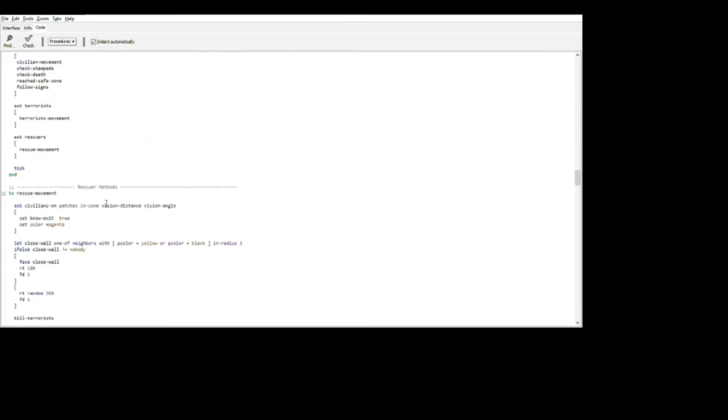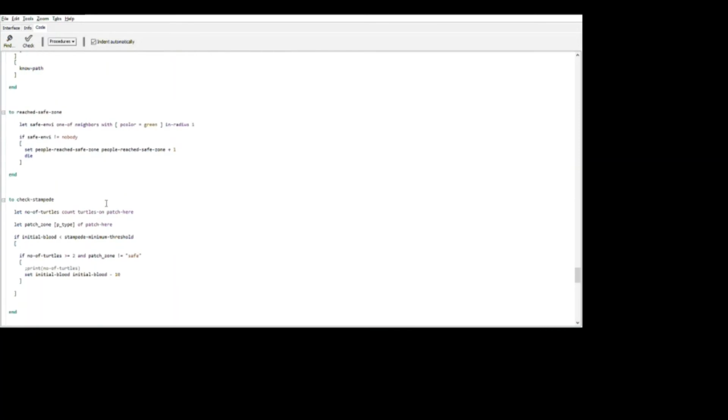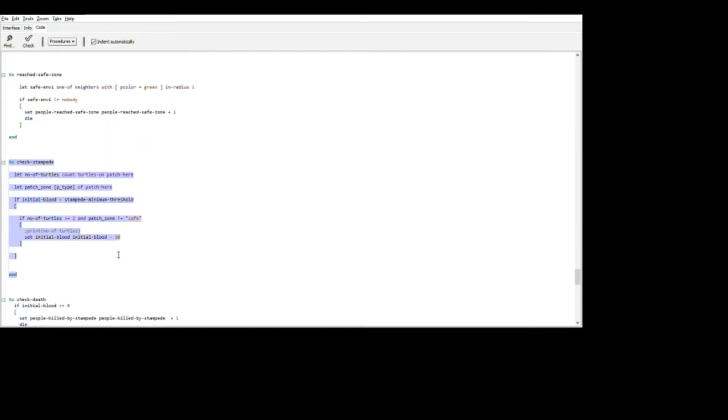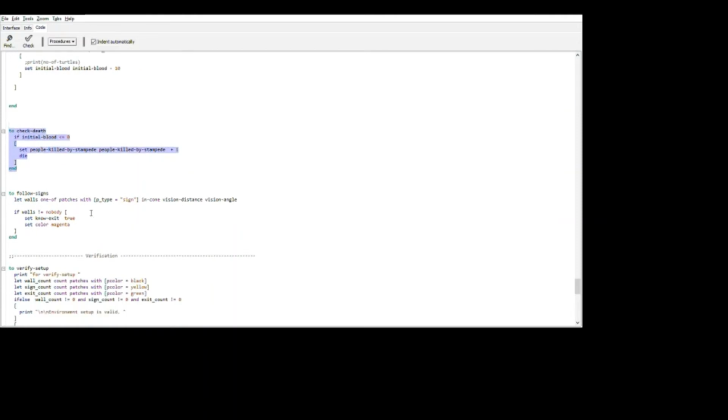And then I have also implemented the reach safe zone function, which lets you know whether the particular civilian is in the safe zone or not. Then the check stampede function lets you know whether the particular agent will get involved in the stampede, and if he gets involved in the stampede, then how much blood he will lose. And then check death is used to check whether the person is dead or not, and to increment the stampede counter.